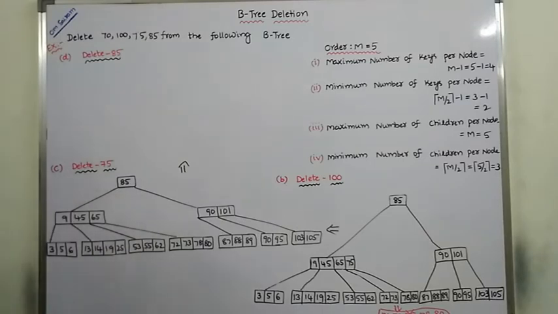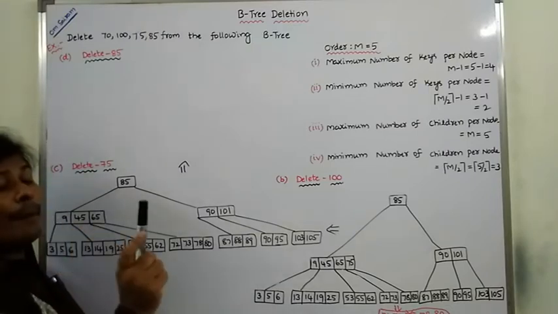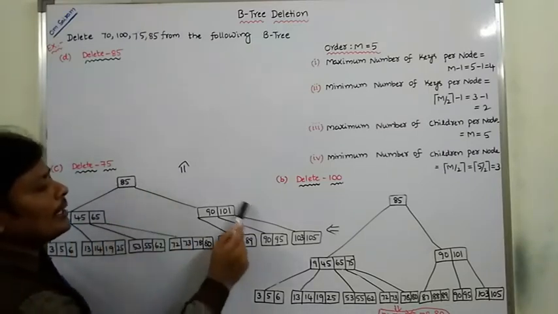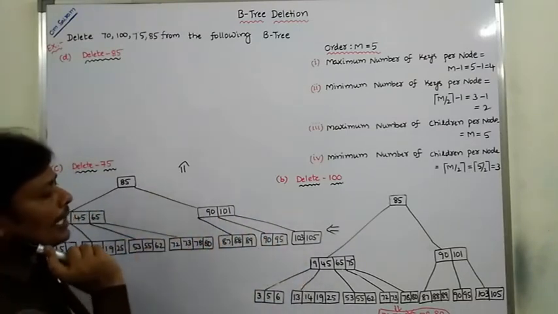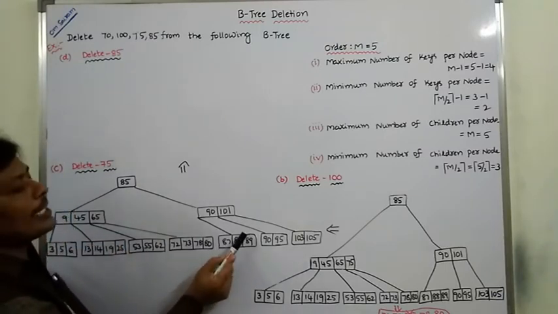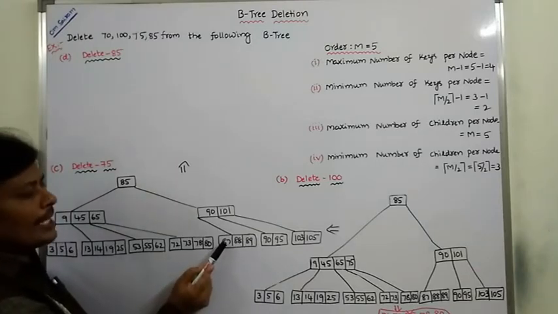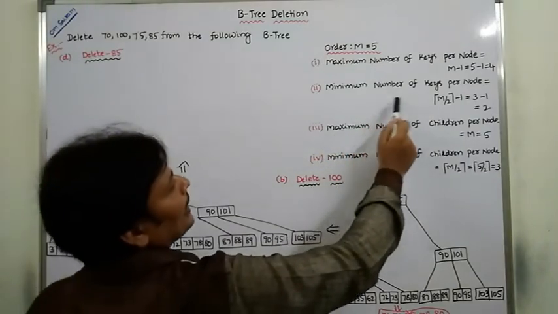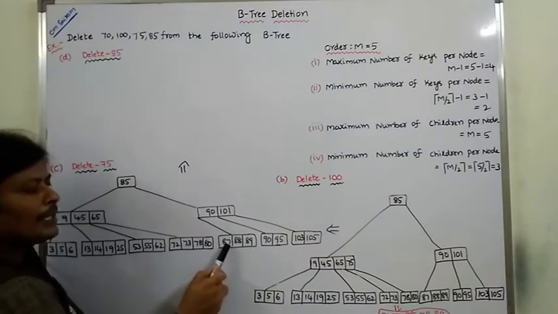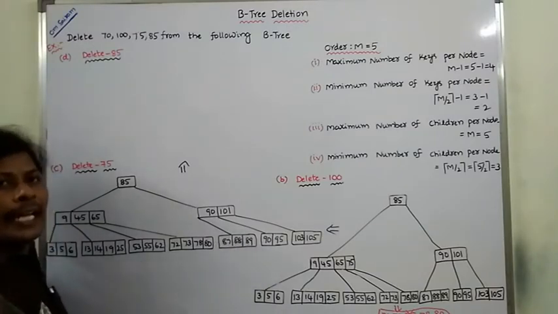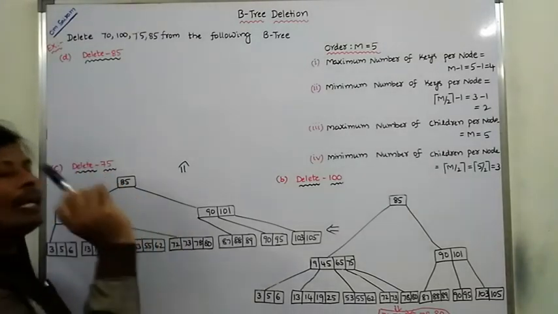Another option is the in-order successor of that node. The in-order successor means the minimum element in the right subtree. This is the right subtree of 85, and the minimum element is 87. This node contains how many key elements? Three key elements. After deleting 87, how many remain? The minimum number of key elements, that is 2. After deleting 87 from this node, it contains 88, 89. So this node still has the minimum number of key elements after replacing 85 with 87.